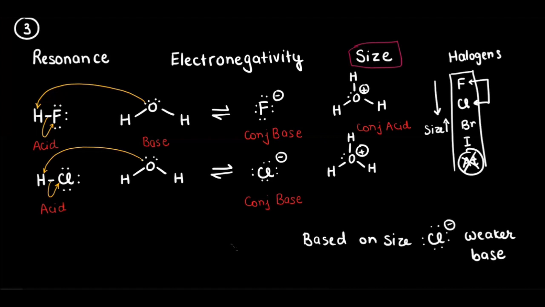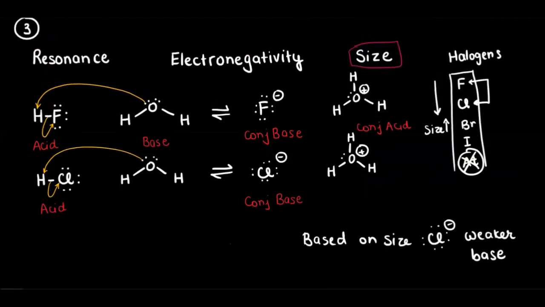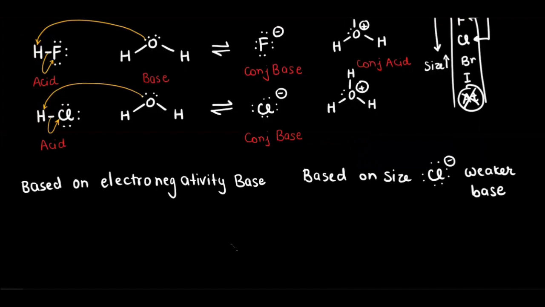But now you can ask a question: wait a second, fluorine is the most electronegative atom we have, right? And if the fluoride has a negative charge, it should be happy with it. So we can say, based on electronegativity trend, the fluoride seems to be the weaker base, right? Because it is happy with the negative charge, and it would be more stable with the negative charge. So based on electronegativity, fluoride is the weaker base.